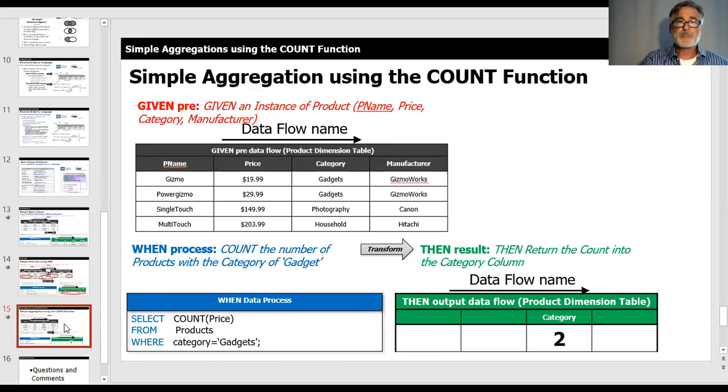But here's another one. Again, your main clause: given an instance of product, and then count the number of products within the category. Your subordinate clause, which is the requirement: then return the count in the category column. We need to know how many of X, Y, and Z have these things. Great. So that's kind of where it shows you.